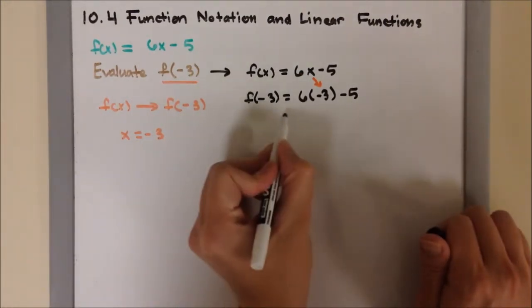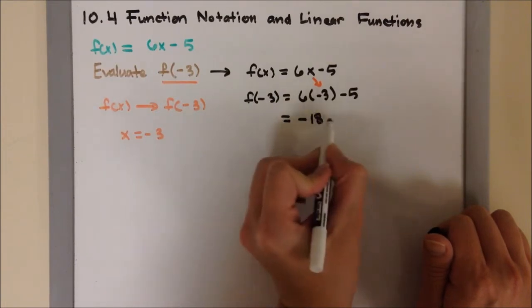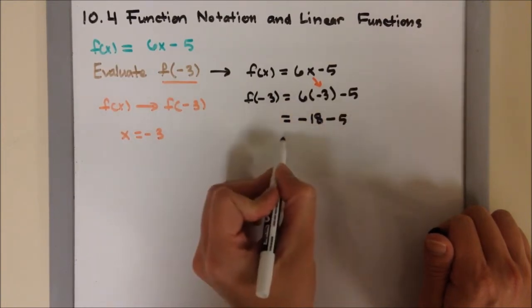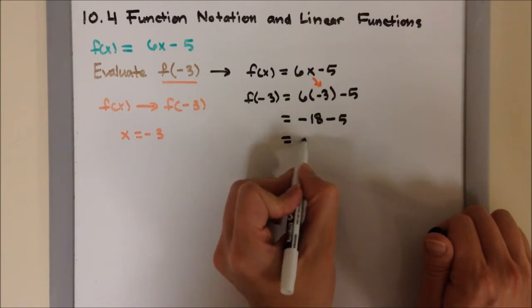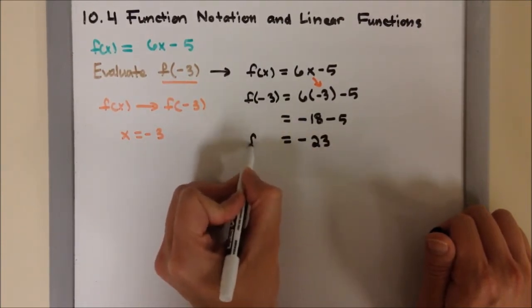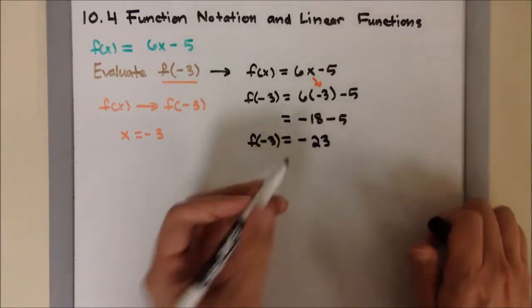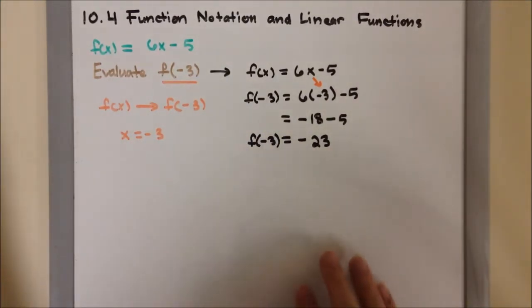And then I'm just going to work it out. So 6 times negative 3 is negative 18. Then bring down the minus 5. Negative 18 minus 5 is negative 23. So my full answer is f of negative 3 equals negative 23. So that's my full answer.